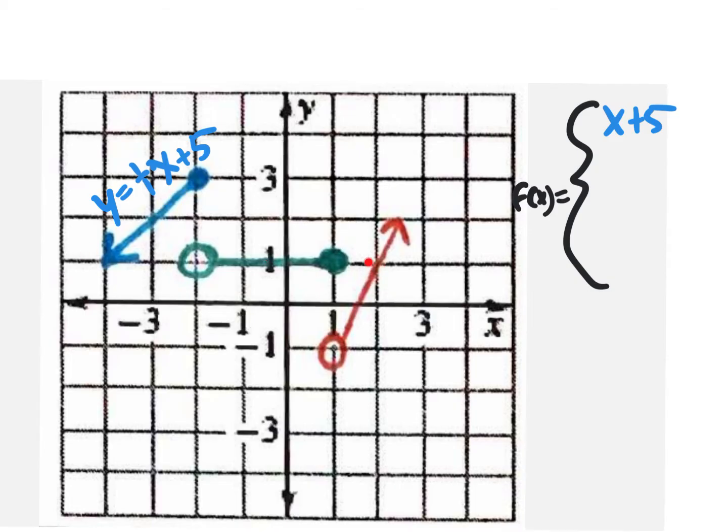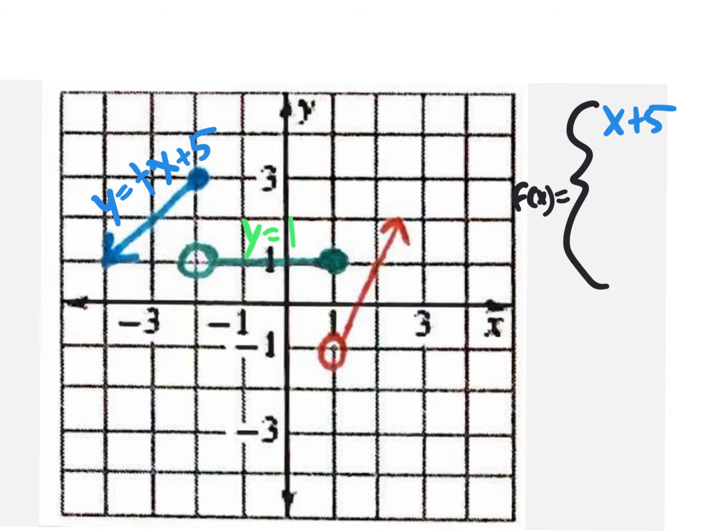This is a horizontal line crossing the y-axis at 1. That should be the equation y equals 1, right? Anytime it's horizontal, it's just y equals a certain value, and that value that crosses the y-axis, which is y equals 1 in this case.